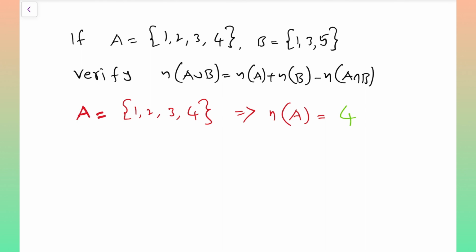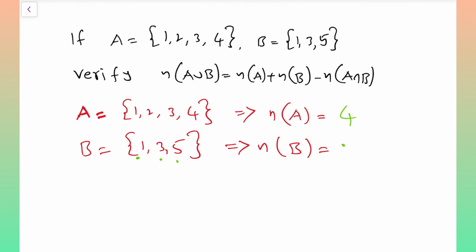Then coming to the set B now. Set B equals 1, 3, 5. Now if we write n of B, the number of elements in the set B: 1 element, 2 elements, 3 elements. So in the set B, total 3 elements are there. Now if you observe the question clearly again, n of A union B equals n of A plus n of B minus n of A intersection B. In this, n of A we got as 4 and n of B we also got as 3.